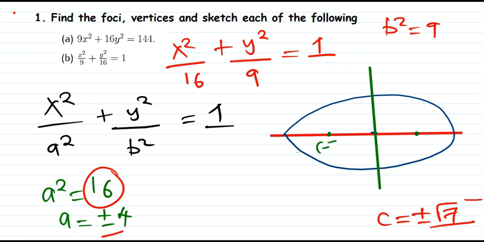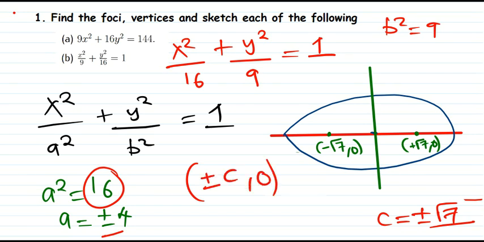So that's going to be negative root of 7 comma 0, and then positive root of 7 comma 0. That's what are the foci. So the foci, if the major axis is along the x-axis, is given by plus or minus c comma 0. Then for the vertices, going to get the bigger values, so negative 4 comma 0, and then 4 comma 0.